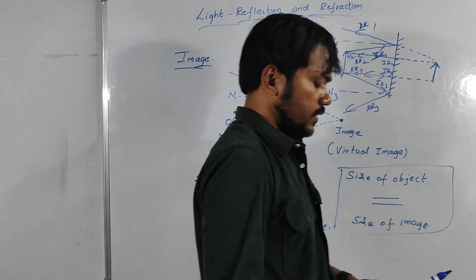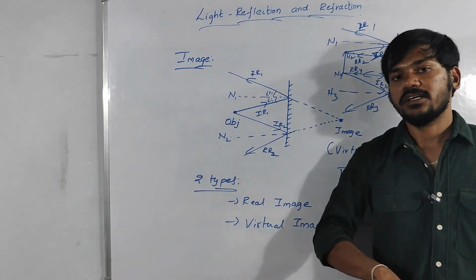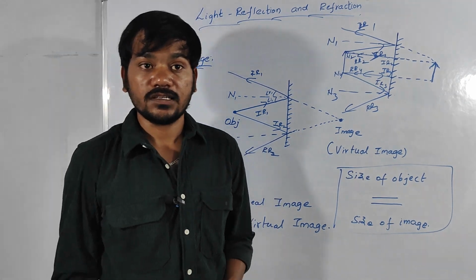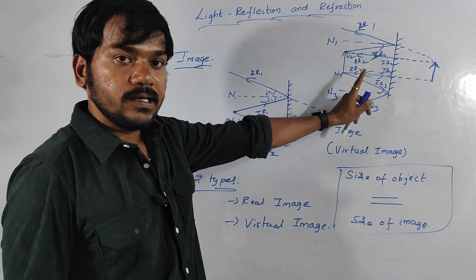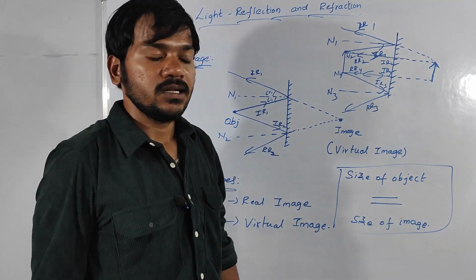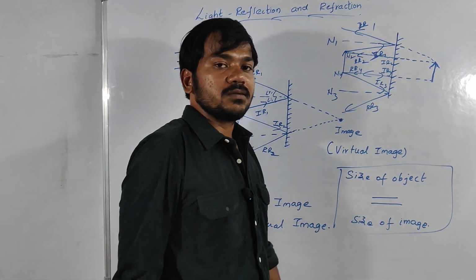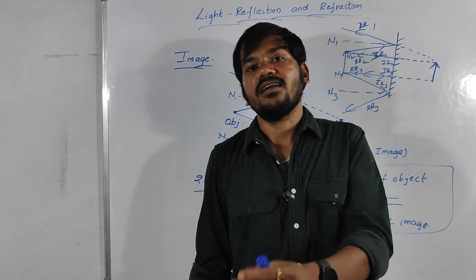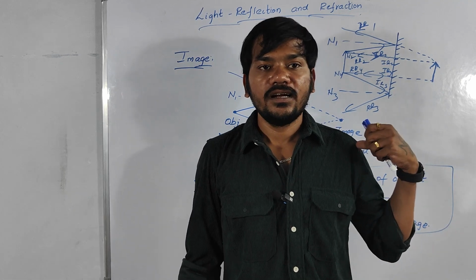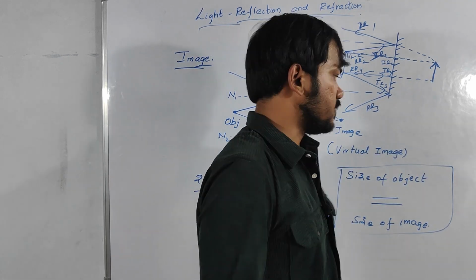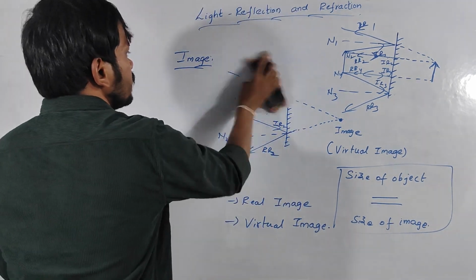Okay, so whenever any object is placed before a plane mirror, they do form images, obviously. And how are they? They are virtual, they are erect, and the size of the object is equal to the size of the image. But now one of you will ask me, sir, my right hand seems to be the left hand of my image, and the left hand of me seems to be the right hand of my image. Exactly. Let us discuss what that is.